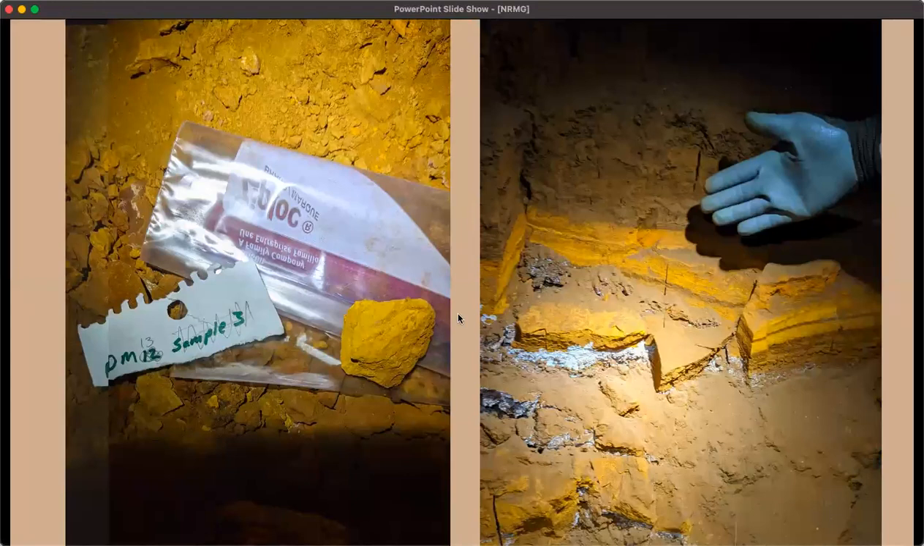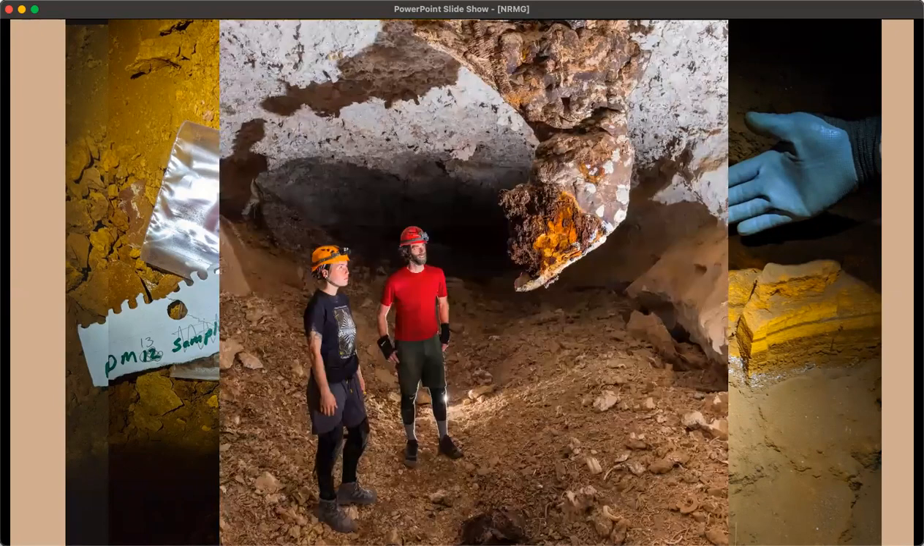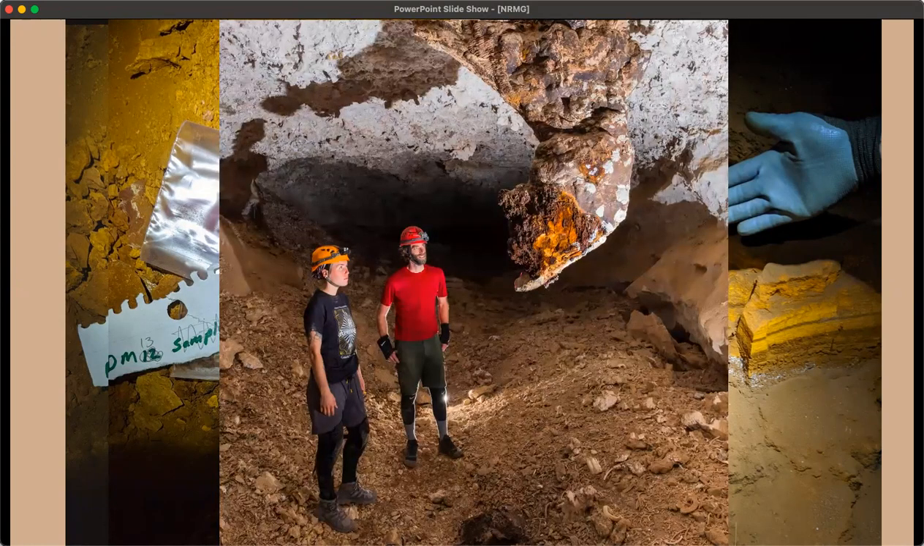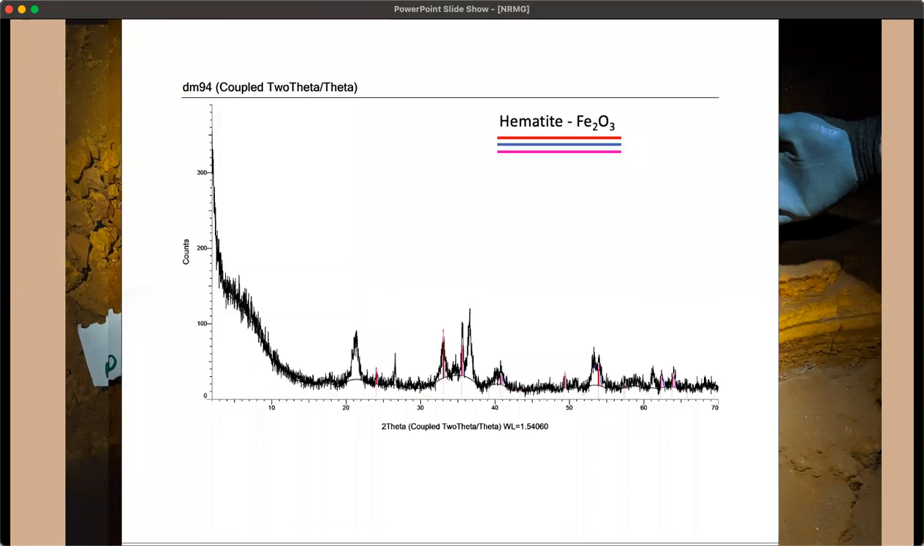So these bright yellow sediments I first thought were uranium. A little bit scary, but would have been very interesting because we do have uranium in the Grand Canyon. And here's another example of a coating of the yellow substance. This was identified as goethite and hematite. Many of the red, orange, brown, and yellow powders in the Bopper Cave system are likely iron oxides and hydroxides, like these were identified as.